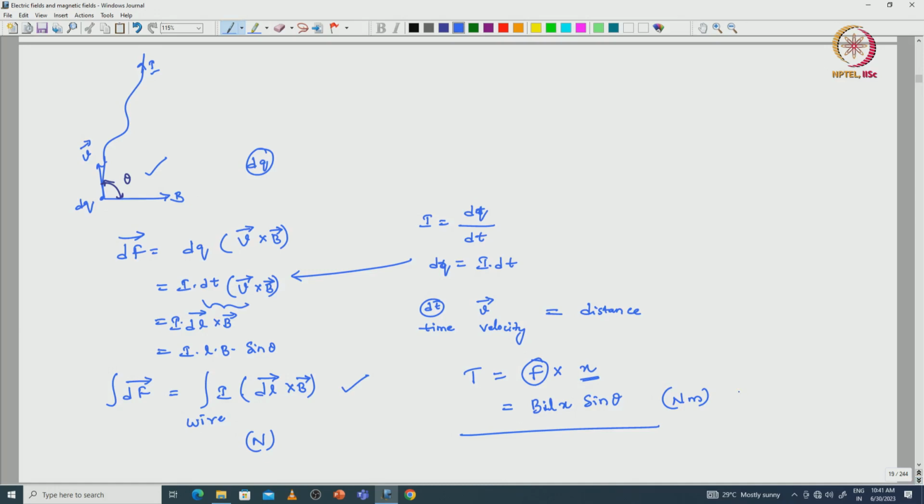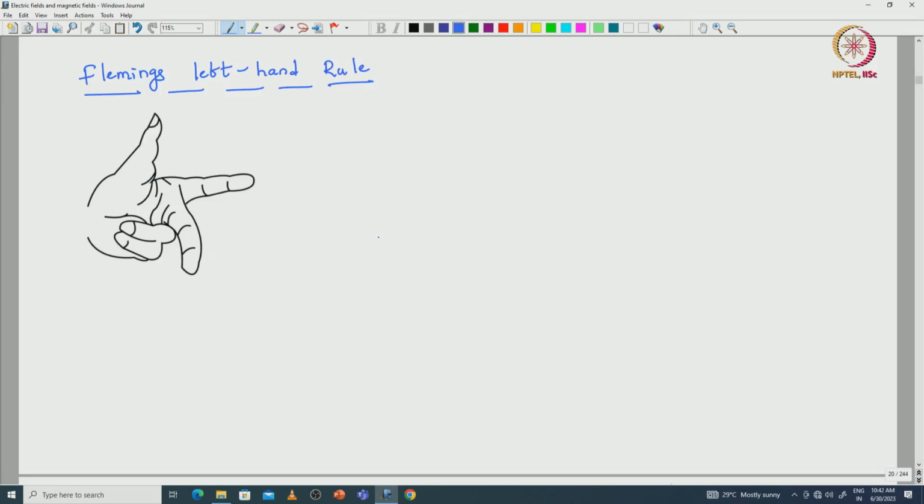As of now we have found the cause for the force: if we place a current carrying conductor in a magnetic field, there will be a force, and the force magnitude we have calculated by utilizing the Lorentz force law. Now, how to find the direction? For that we have to utilize the left hand thumb rule. In the left hand thumb rule, the thumb represents the force, the forefinger represents the magnetic fields, and the middle finger represents the current.